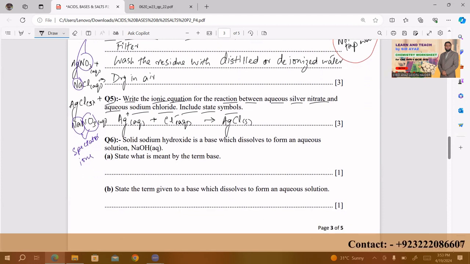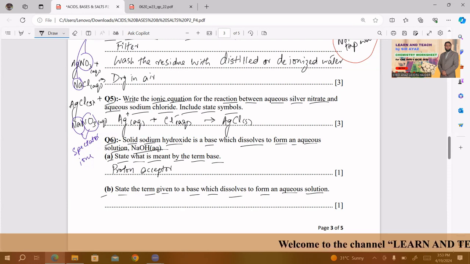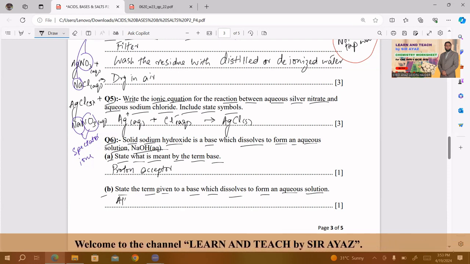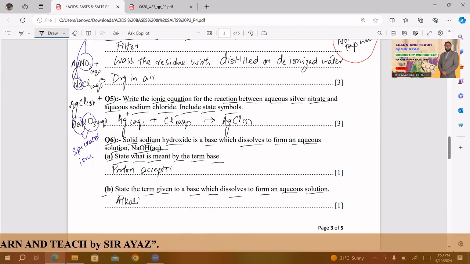Question number 6. Solid sodium hydroxide is a base which dissolves to form an aqueous solution, NaOH(aq). A. State what is meant by the term base. A base is a proton acceptor. So you write proton acceptor. Part B. State the term given to a base which dissolves to form an aqueous solution. They are known as alkali. Soluble bases are known as alkalis.